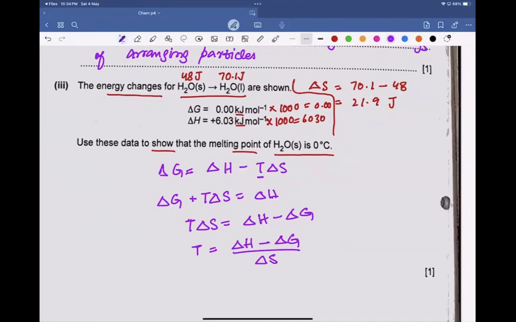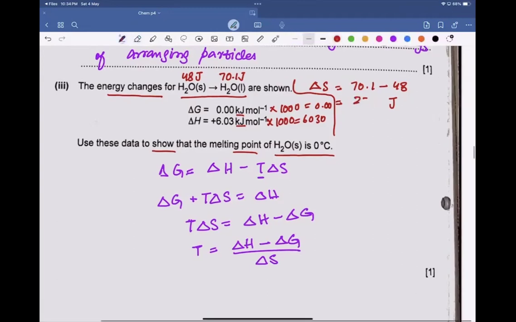I'm not sure you can calculate it. 70 minus 50 is going to be 20. 70.1 and 48. 70.1 minus 48. It's 22.1. Sorry. So the entropy change is 22.1. Okay. What I did with the expression, is this understandable to all of you?